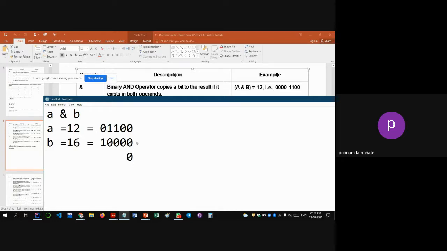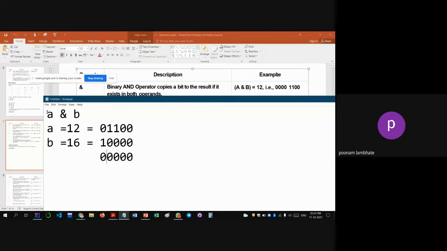So 0 and 0 is 0, 0 and 0 is 0. Then 1 and 0 is what? 0. Again 1 and 0 is 0. Again 1 and 0 is 0. So when you solve this, you get 0.